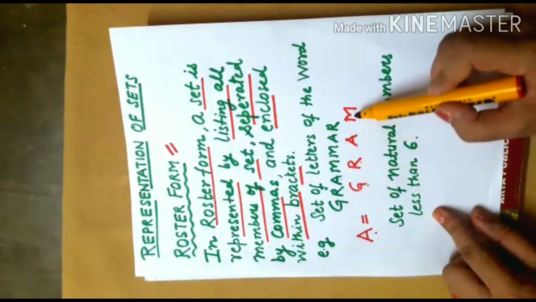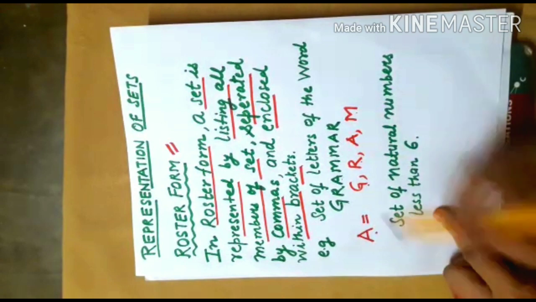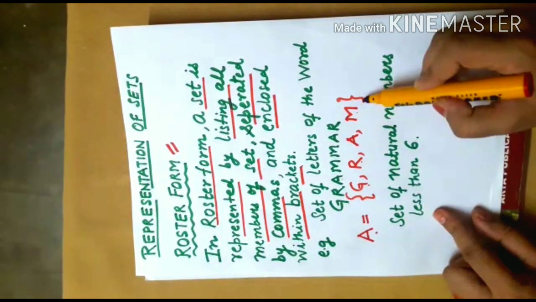So we have listed all the elements, separated them with commas and enclosed the elements in the brackets.